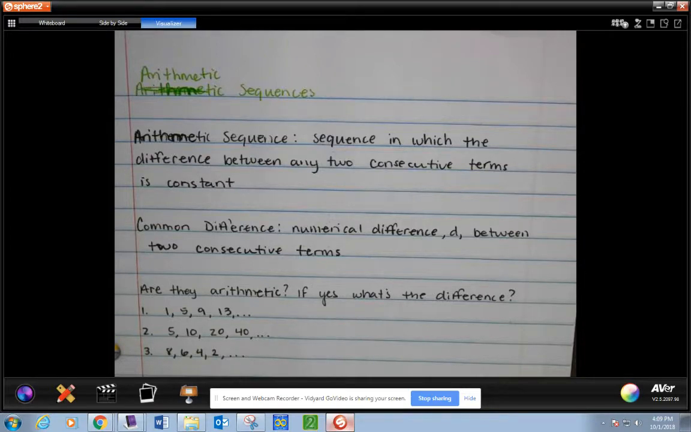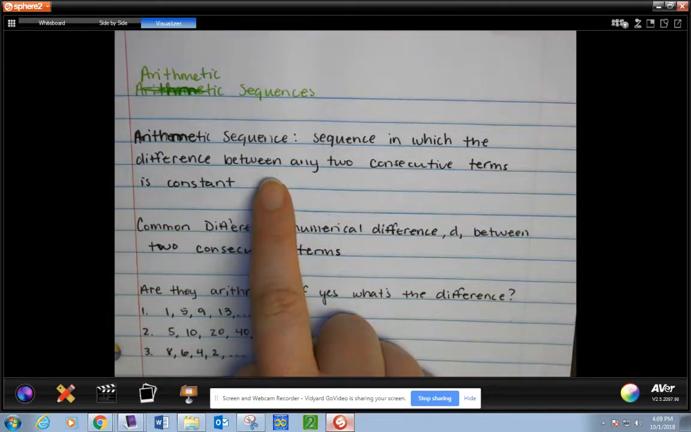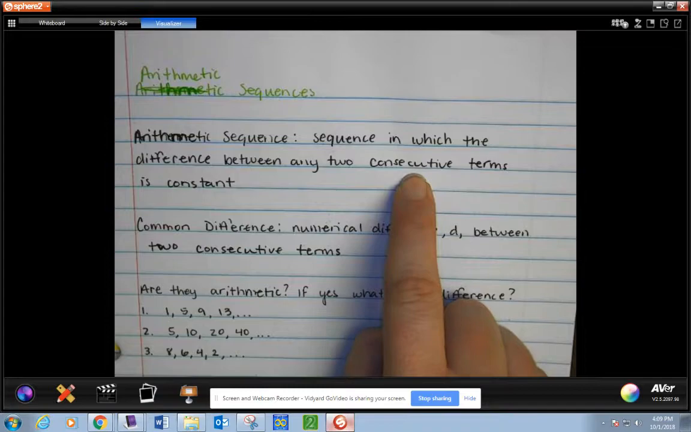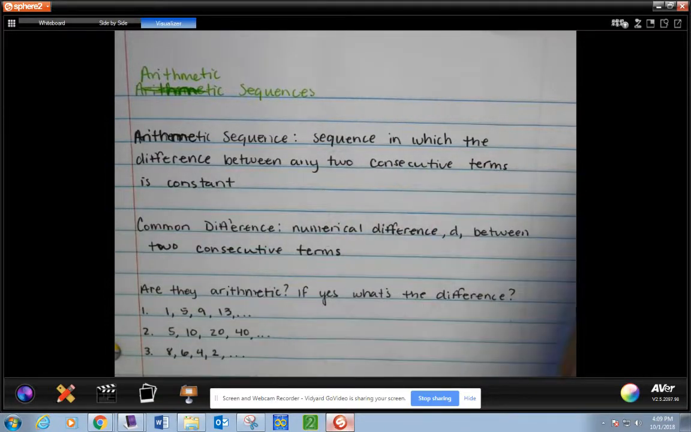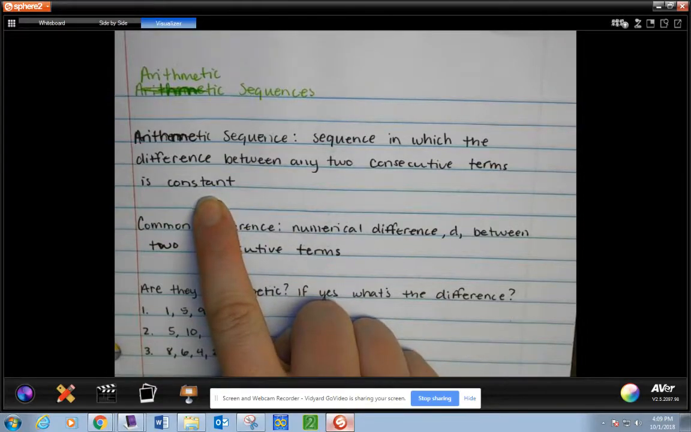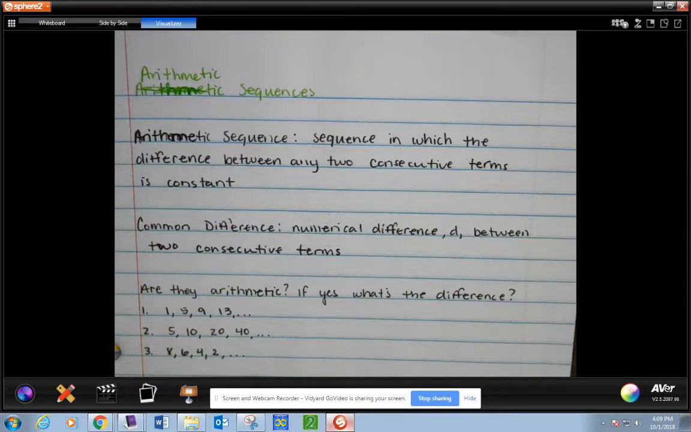So for an arithmetic sequence, the thing that you need to know is that this is a sequence in which the difference between any two consecutive terms is constant. Consecutive means right next to each other, and constant means the same. Okay, when you're doing an arithmetic sequence, you're looking to find a common difference. A common difference is just the numerical difference, and we recognize that as d, between two consecutive terms, so two numbers right next to each other.